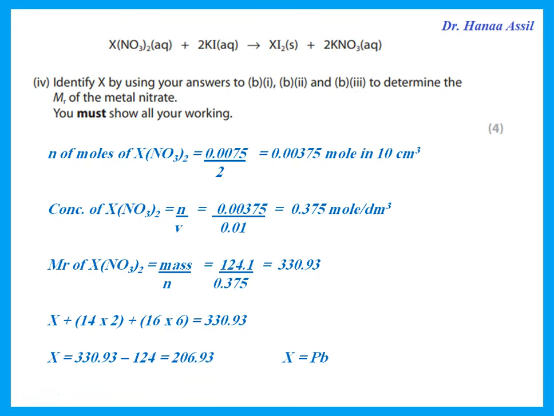And calculating for X, this gives me a mass number for the metal of 206.93. When I go to the periodic table and I look for which element has a mass of 207, I find that that is lead. So that means that X was lead.